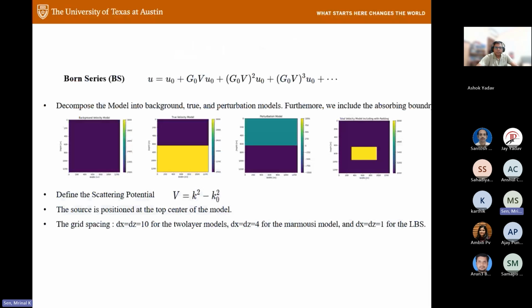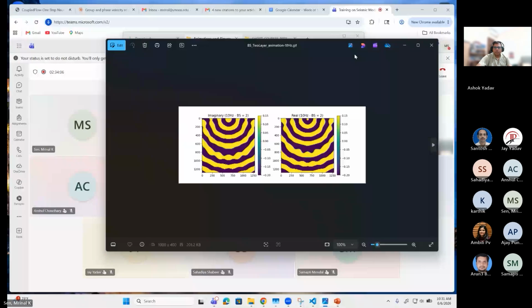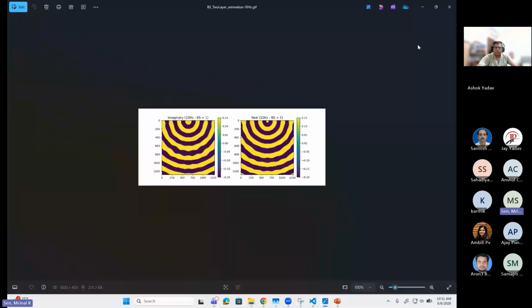So let me show you some figures that my student calculated. Like I told you earlier, this is something that we're working on now. Are you seeing the screen? Yes, sir. So this shows you the real and imaginary part. And what you see is for a two-layer case, and you can see that after some time, it's actually getting garbage. It should look all circular all the way.